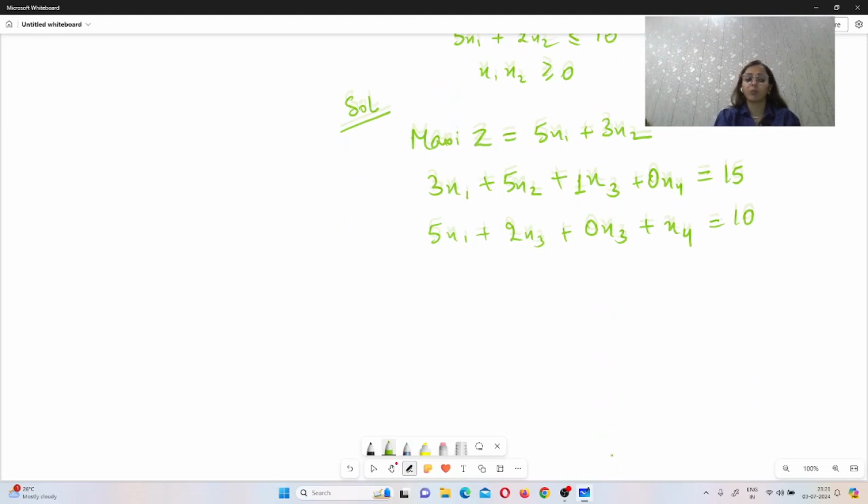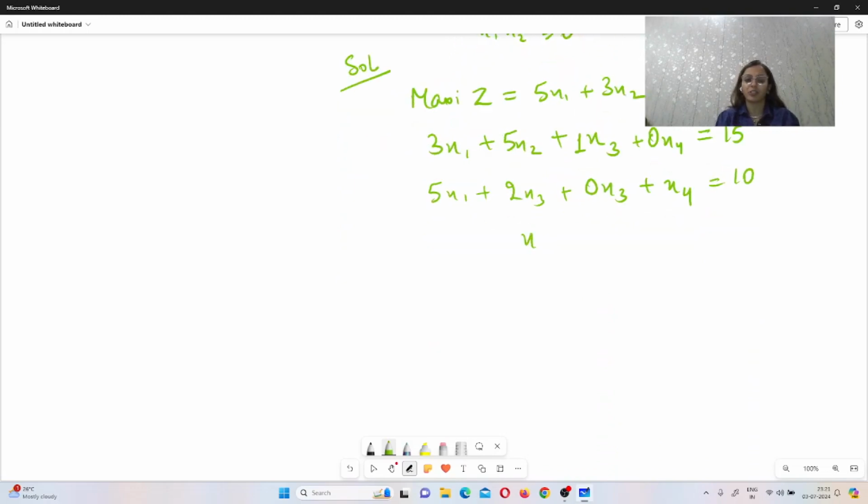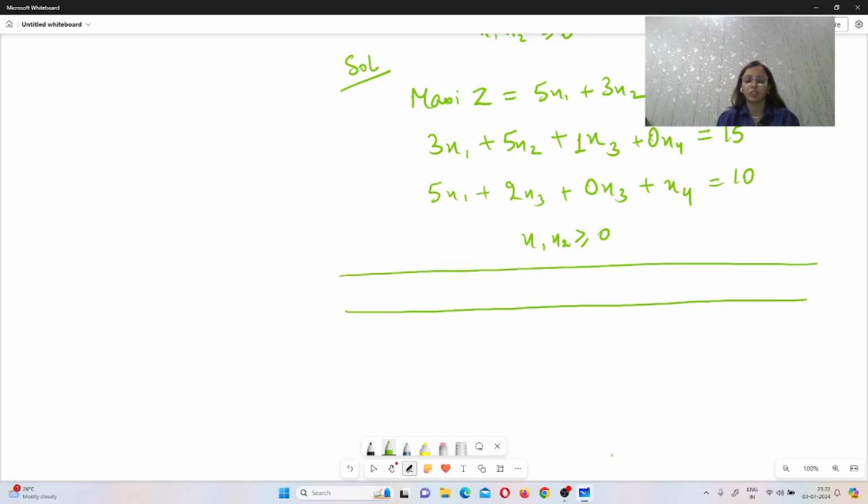Now the next point is again the same constraint. The last constraint always remains the same: x1 and x2 are always greater than or equal to 0. Now we make one chart over here and put the values in the chart. Just write one word, the basic feasible solution, basic feasible value. So cost of the basic variable we write over here.